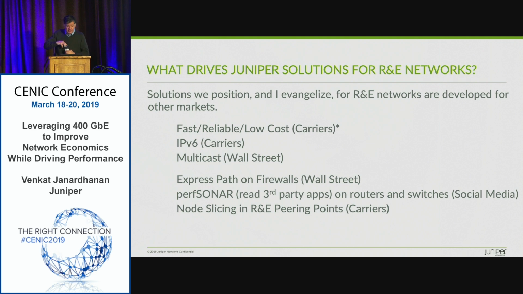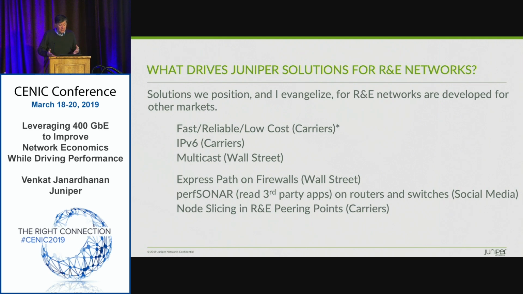IPv6, we did for carriers. I was putting in requests for IPv6 features. Sprint asked for it, and it happened overnight. Multicast was basically done for Wall Street, although it was widely deployed with our R&E customers. That's who wanted it. It was about getting trading data to people at the same time, and they needed to be fair, and there were some legal ramifications if they weren't able to do that.